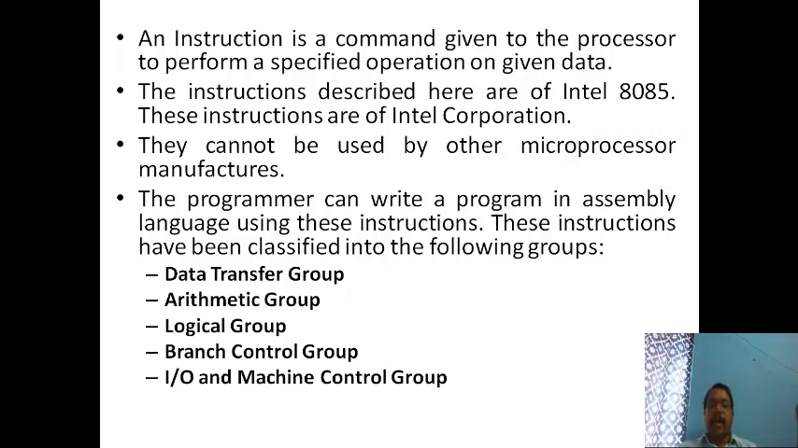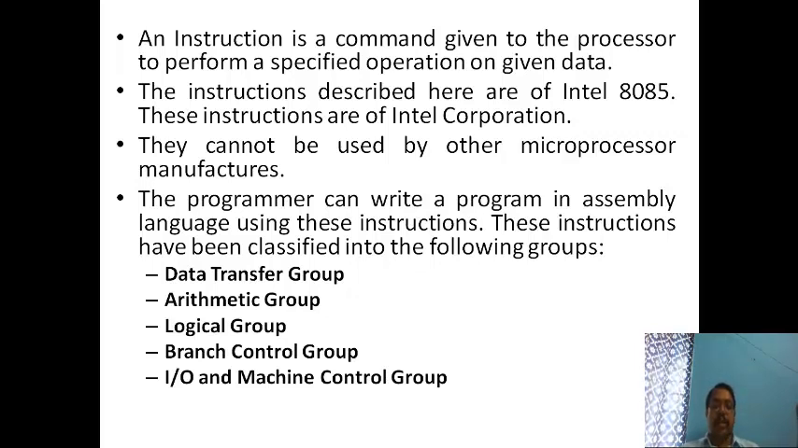In the microprocessor, the entire instruction set is classified into 5 groups. The first is the data transfer group, where the instructions are used to transfer data between registers or between a register and memory. Next comes the arithmetic group. From the word, it is very clear that it does arithmetic operations like addition, subtraction, increment and decrement. Then comes the logical group. There are 3 main logical operations which can be performed, which are AND, OR and XOR.